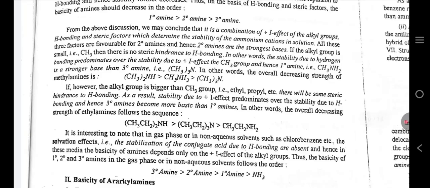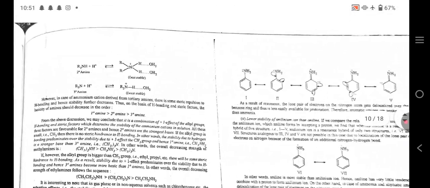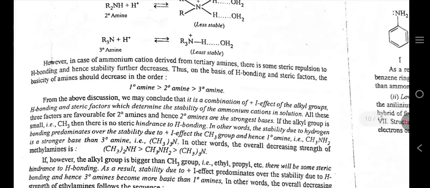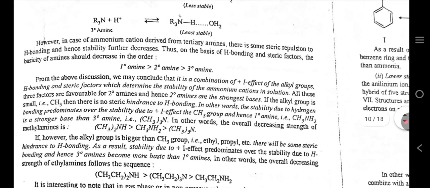From the above discussion, we may conclude that a combination of I effect on the alkyl groups, H bonding, and steric factors, all these three factors are favorable for secondary amines, and hence secondary amines are the strongest bases.